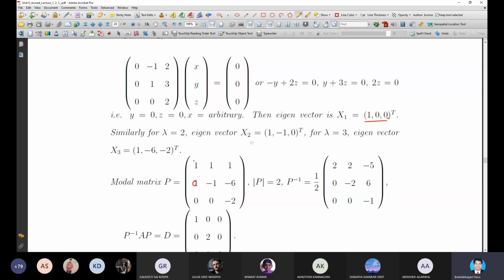Similarly, for lambda is equal to 2, the eigenvector is 1, minus 1, 0. For lambda is equal to 3, the eigenvector is 1, minus 6, 2. This you know. So therefore the model matrix P is equal to, what is P?